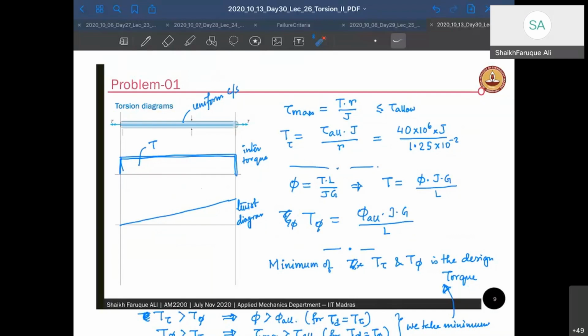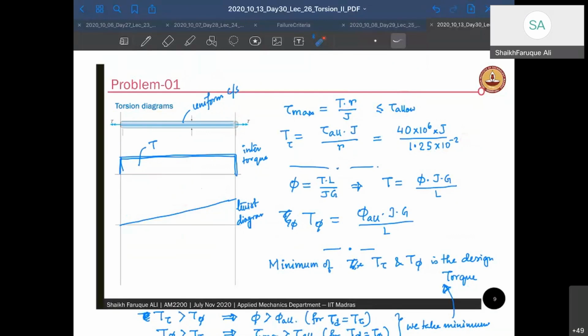Now, how is the twist going to happen? On one side you assume zero twist, and the other side will keep increasing and go to a maximum value at one end. Now tau max is given as TR by J, which should be less than tau allowable. Here I don't know capital T, but I know tau allowable, so I can find it. Capital T is going to be tau allowable into J by R. You put those values in, multiply, and you get a value here.